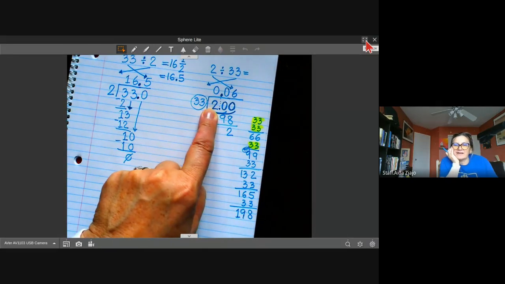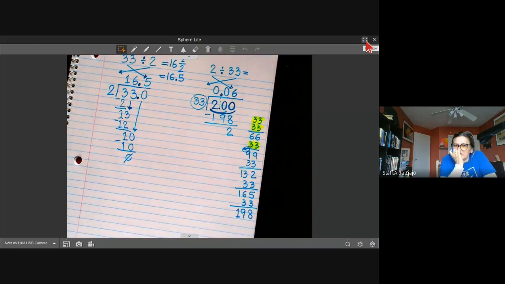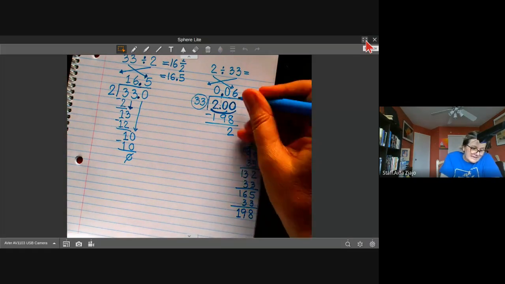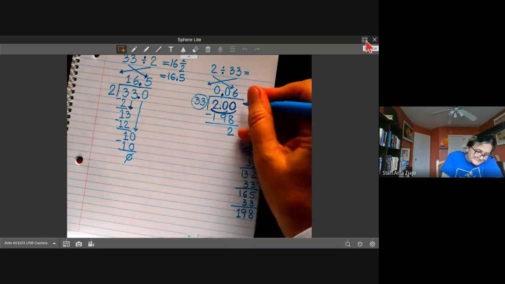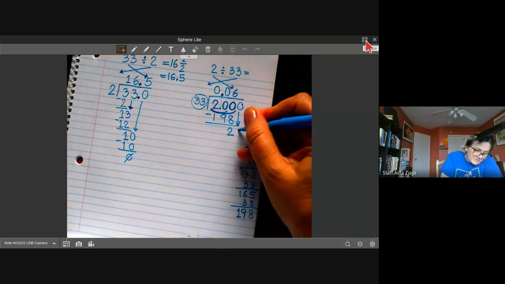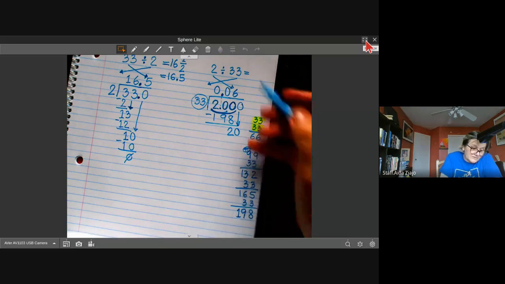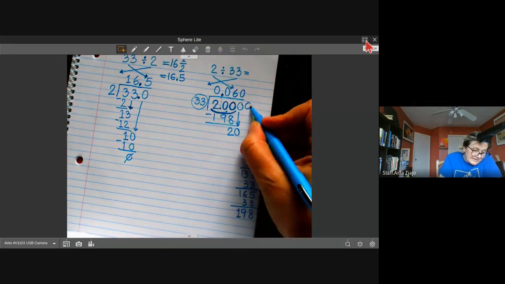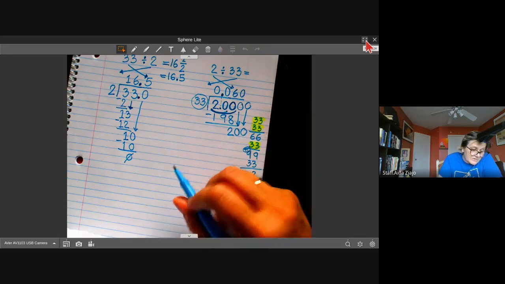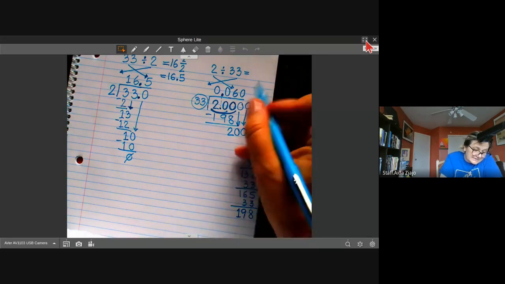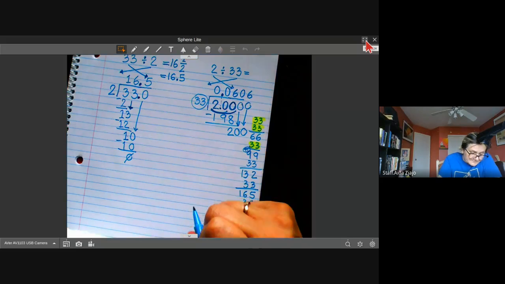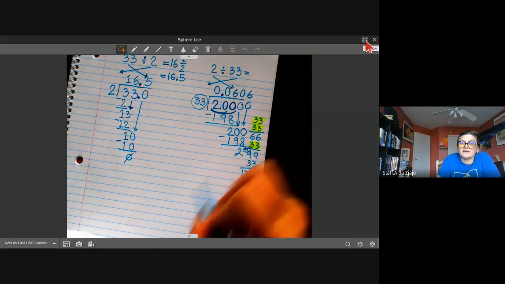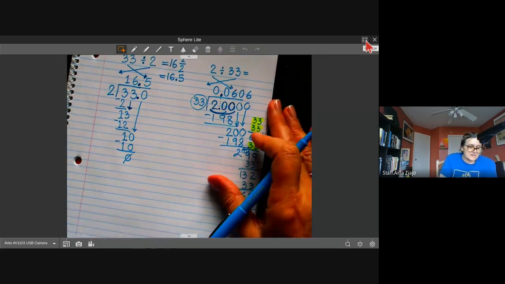So practically, I will keep on adding 0 again. And again, it will be the same. 33 cannot go in 0. It goes 0 times. I'm going to add 1 more. And now 33 can go in 200 again 6 times. So again, I will get the same answer, and it will go on repeating.